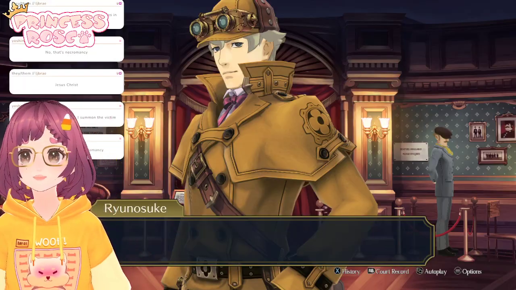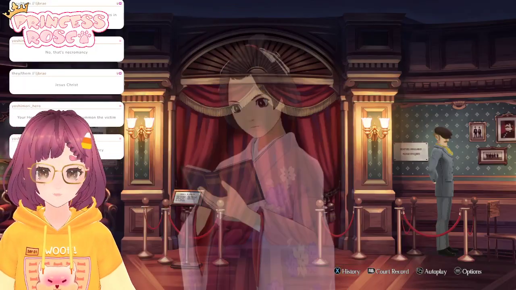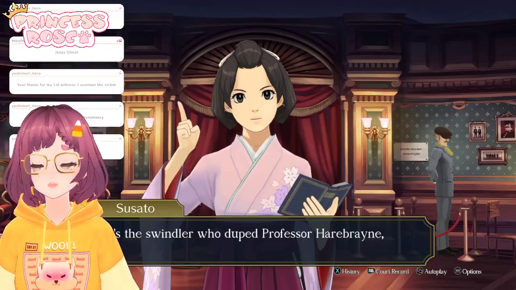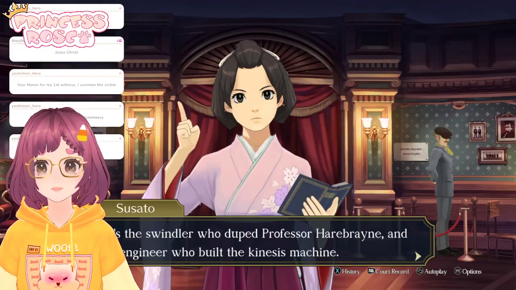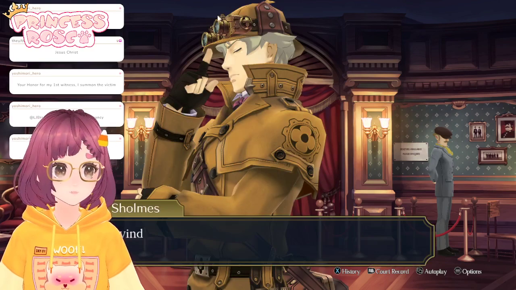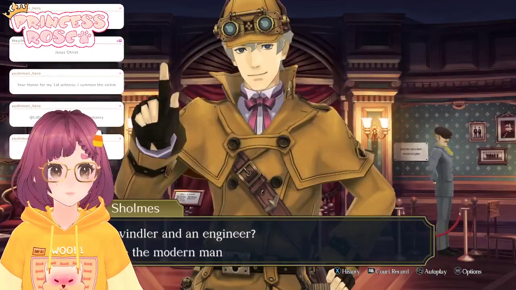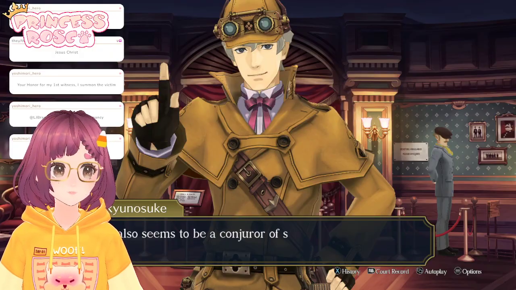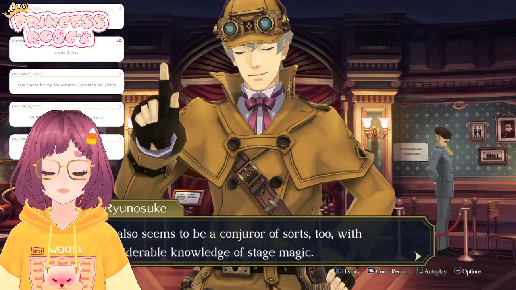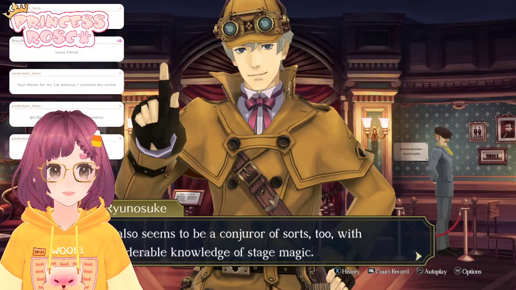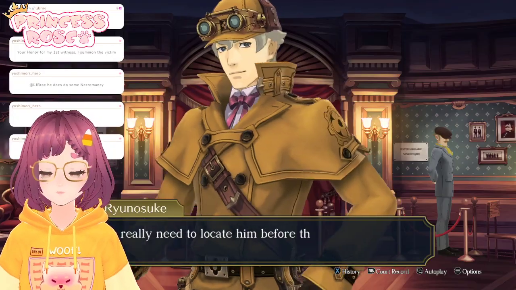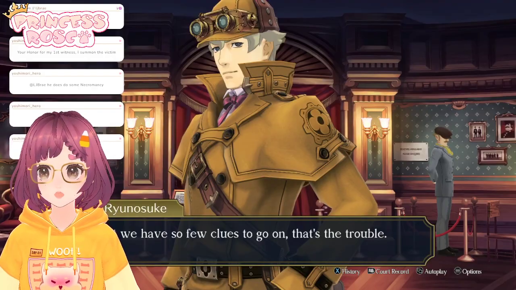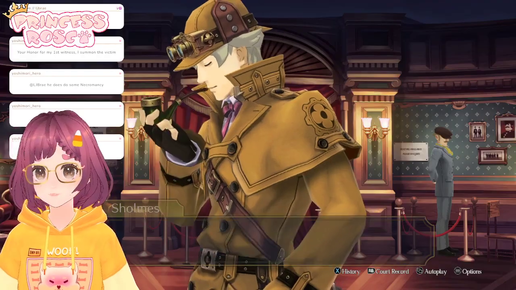We're in the process of trying to track somebody down. Oh? Yes, a man by the name of Enoch Drebber. Iris is so cute. He's the swindler who duped Professor Hairbrain and the engineer who built the kinesis machine. A swindler and an engineer? Quite the modern man. He also seems to be a conjurer of sorts too, with considerable knowledge of stage magic. We really need to locate him before the trial resumes tomorrow morning. But we have so few clues to go on. That's the trouble. Do you have any good ideas?